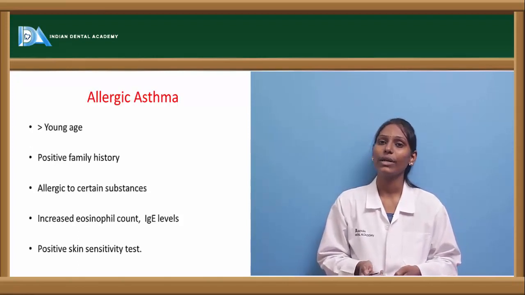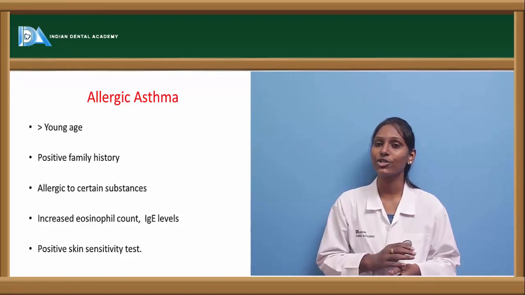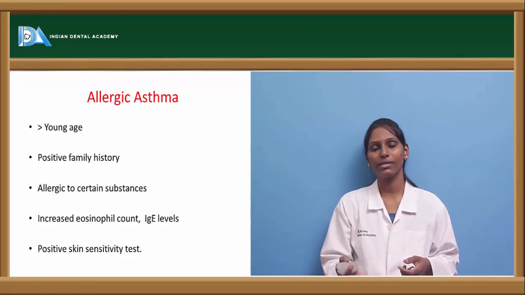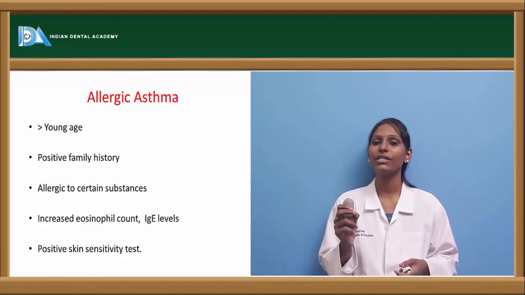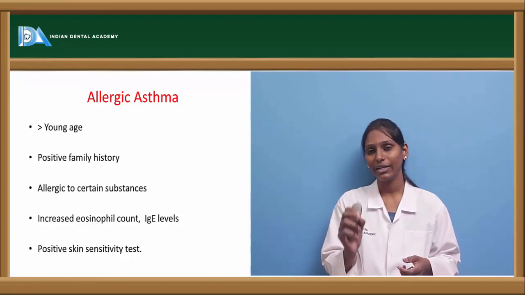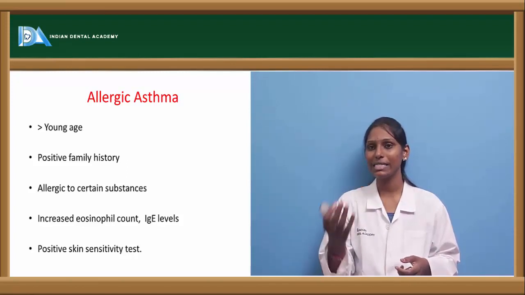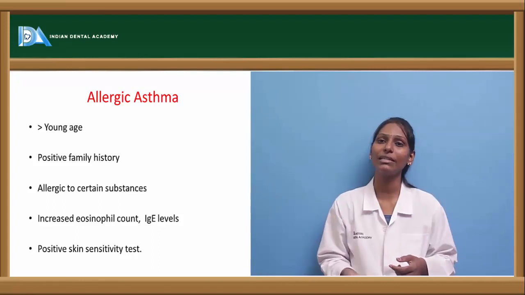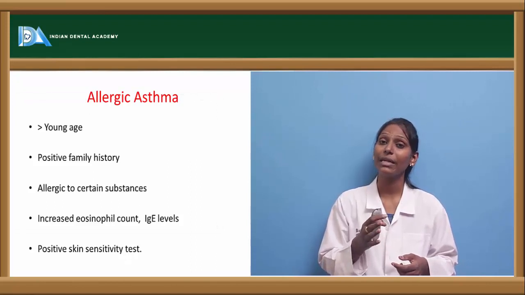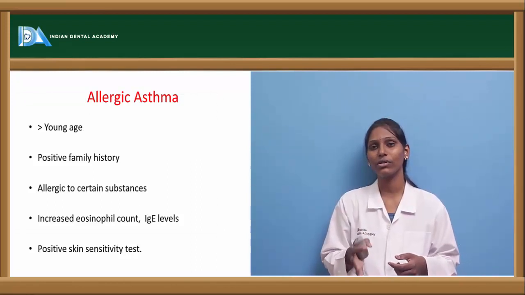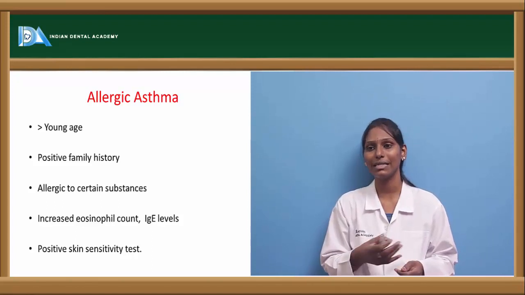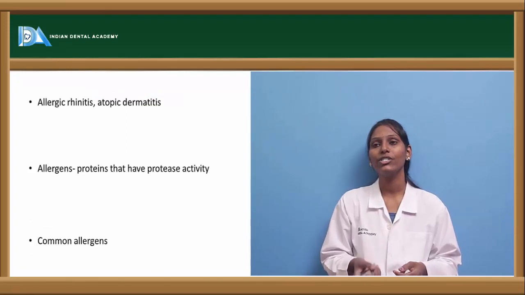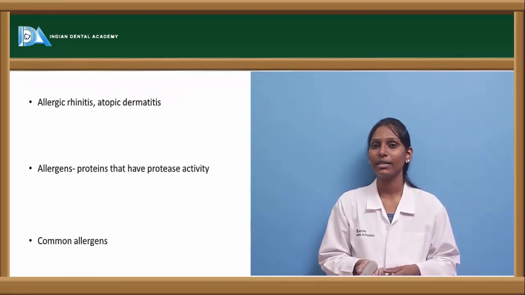Coming to allergic asthma, it is usually seen in a younger age group. They have a positive family history; it runs through the family. Here the patient is allergic to one known allergen. He or she is already sensitized to it, and on constant exposure to this allergen, asthma is triggered. In these cases, the eosinophil count and IgE levels are increased, and there is also a positive skin sensitivity test, that is, they are allergic to that particular allergen. Allergic rhinitis and atopic dermatitis are commonly seen in these cases.